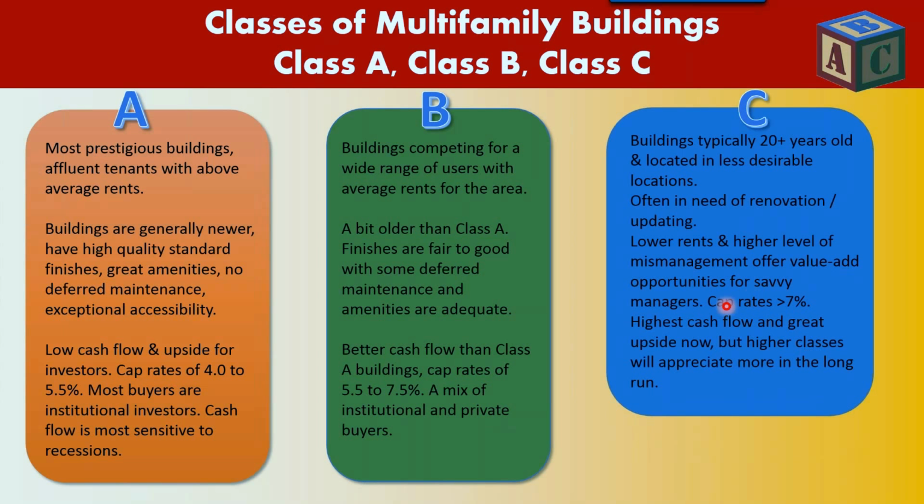So you get the highest cash flow and the greatest upside at the beginning, but A's and B's are going to appreciate more in the long run. So if you hold an A for 10 years, it's going to appreciate quite a bit more than a B or a C. There's also D's, which I define as don't buy, and those are in war zones. So they're not our market.